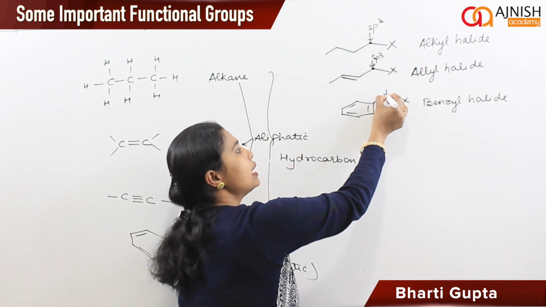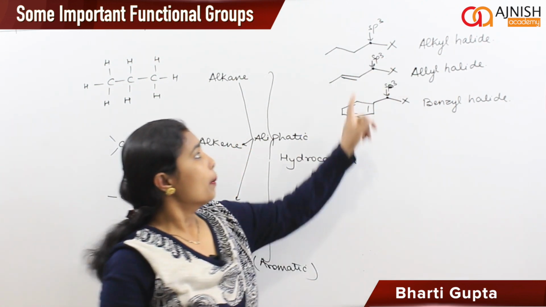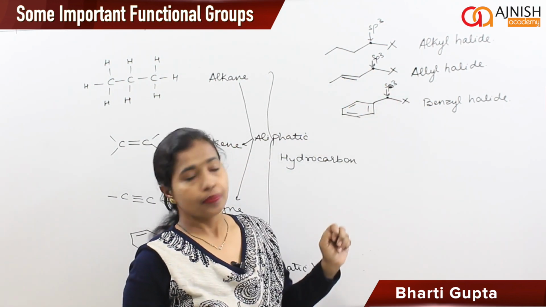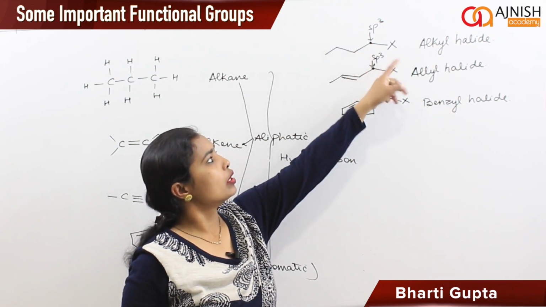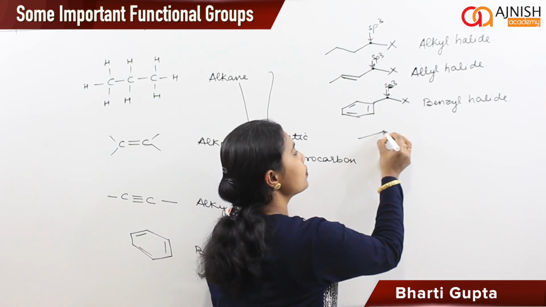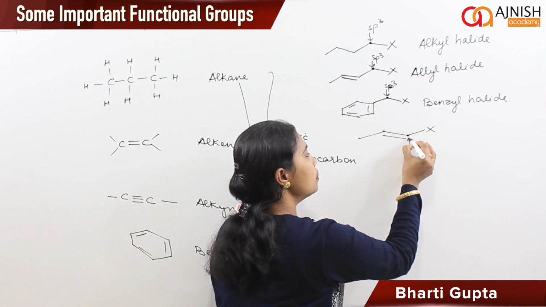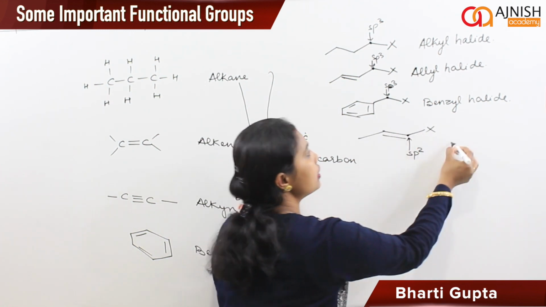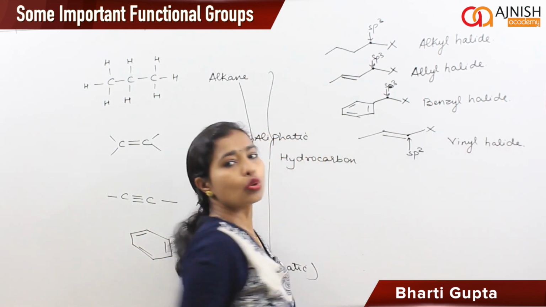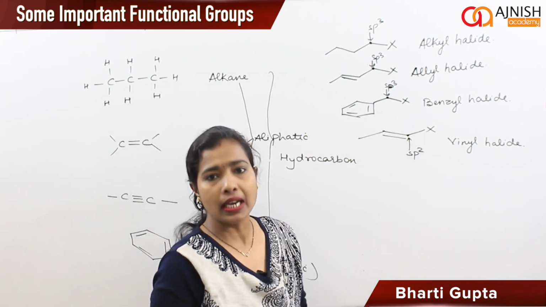In all these cases, the halogen is directly attached to an sp3 carbon. If the sp3 carbon is adjacent to a double bond, it may be an allylic or benzylic position. And if all are single bonded system, then it is alkyl halide. Halogen may also be attached to some double bonded carbon. If halogen is directly attached to a double bonded carbon, meaning an sp2 carbon, then this compound is called vinyl halide. Double bonded carbon is called vinylic carbon. So this is vinyl halide.